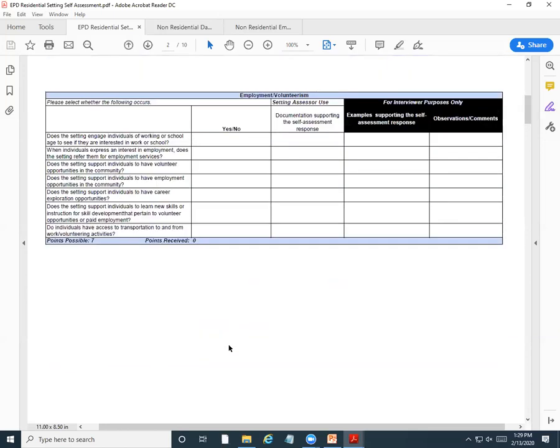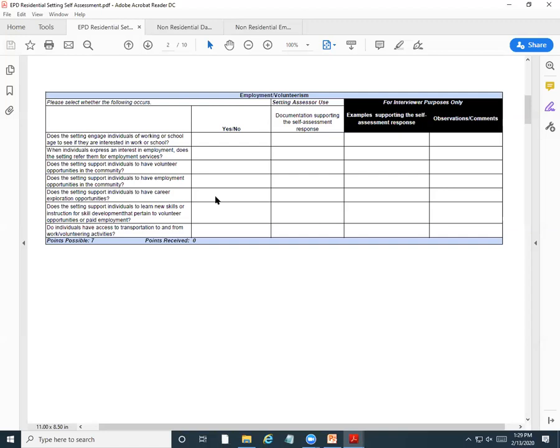So now we'll jump into some of the more fun stuff. For our employment and volunteerism section, we have questions like, does the setting engage individuals of working or school age to see if they're interested in work and school? When individuals express an interest in employment, does the setting refer them for employment services?